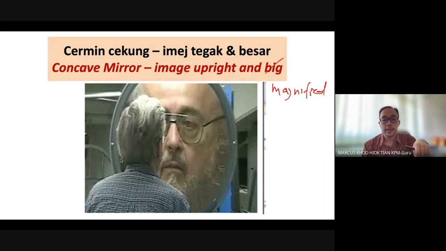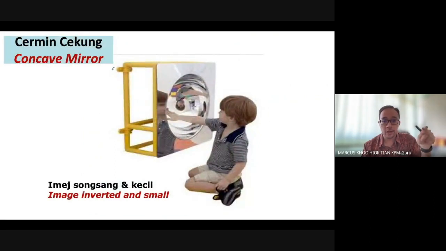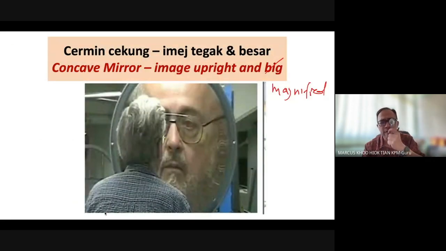Next, again the concave mirror. Slightly further away from the concave mirror, you find that generally it's inverted and small. The spoon will tell you that. If you have a spoon, you can go and get it now and take a look. If you take a look, it's indeed inverted and very small, except when you're very, very near. When you're very, very near, then the image will be upright and magnified.